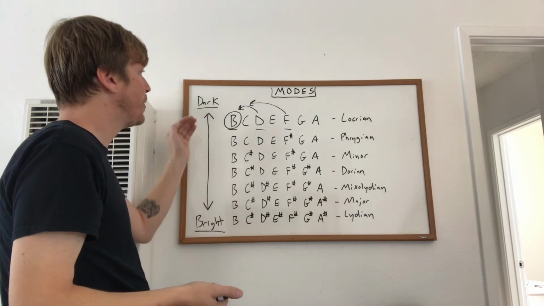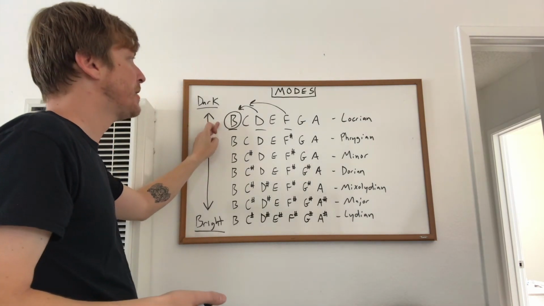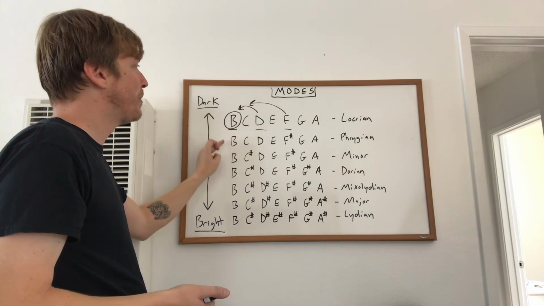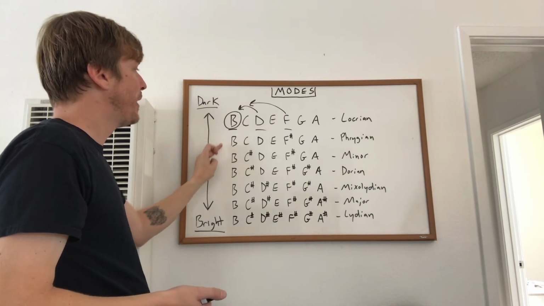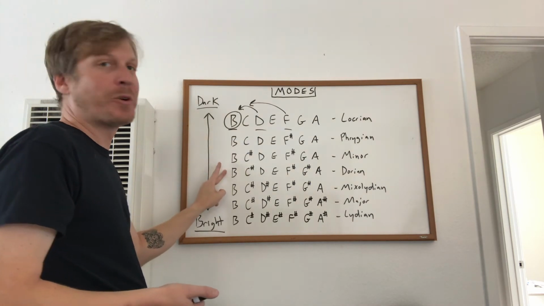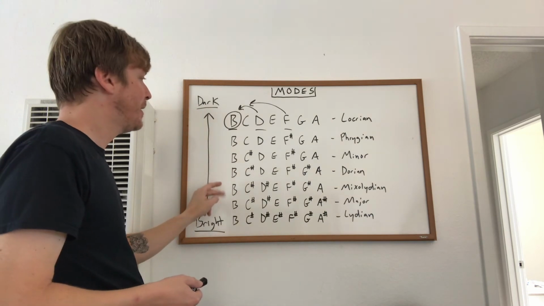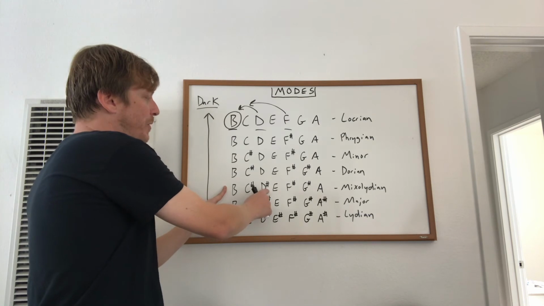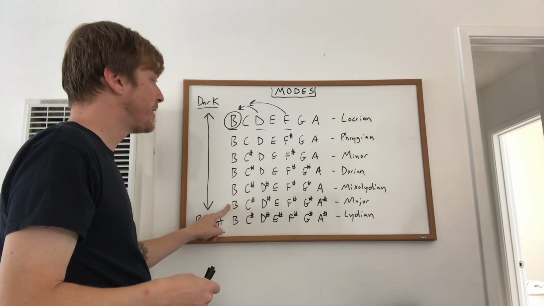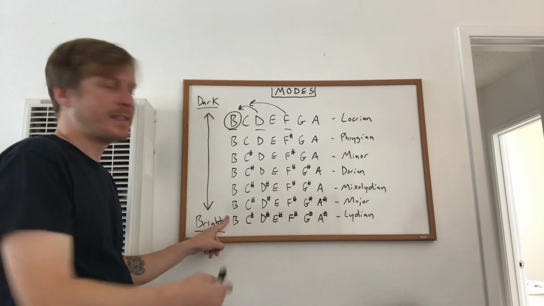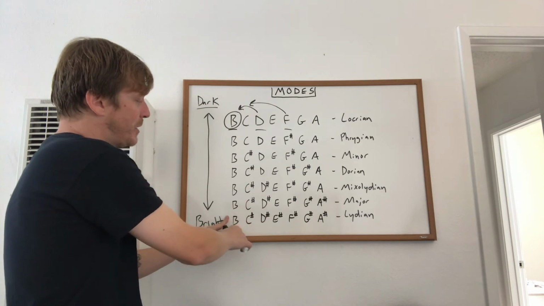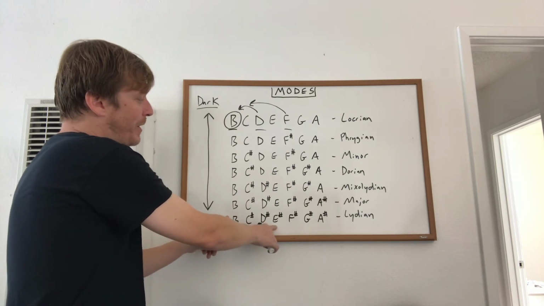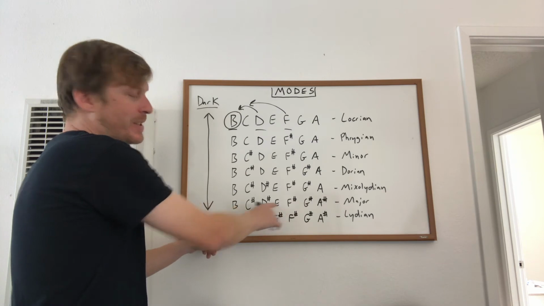Okay? So the order here, we have Locrian as the darkest scale. Then moving up from that, we have Phrygian. Then we have minor. Then we have Dorian, which is a bit brighter, right? Then we have Mixolydian, which is a slight bit brighter than Dorian because it has a natural third in it. And then we have the major scale. And the last one is the Lydian scale because it has a sharp 4. So it has one more wider interval from the root note than a major scale does.